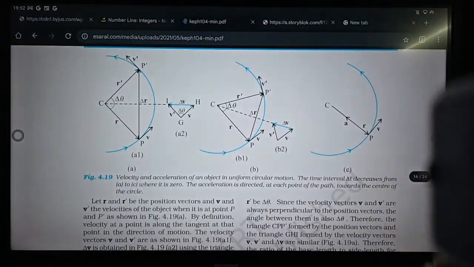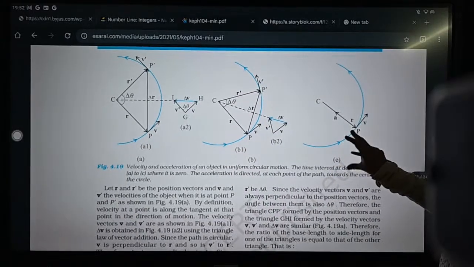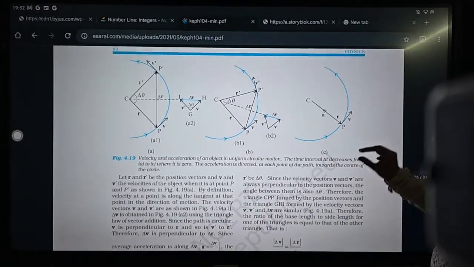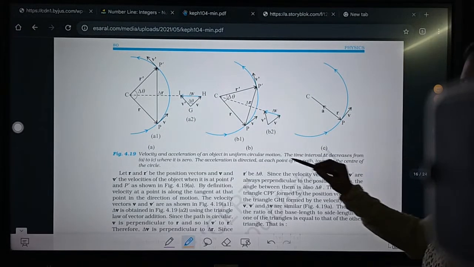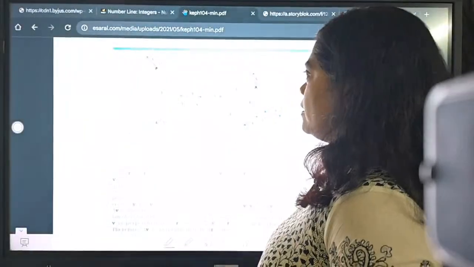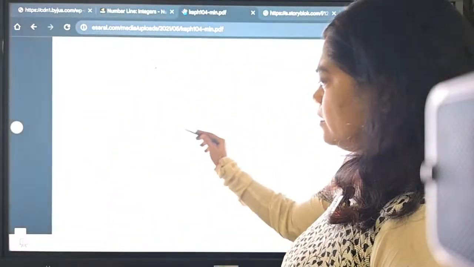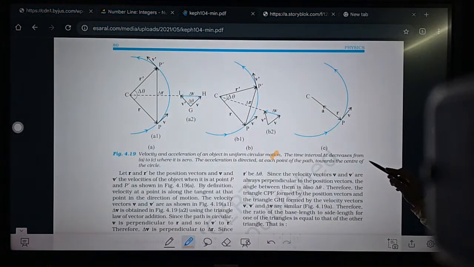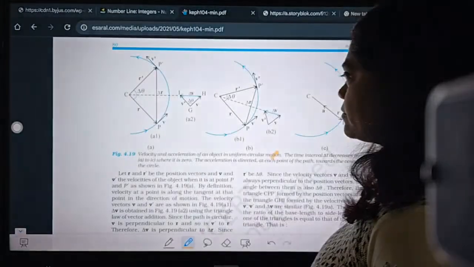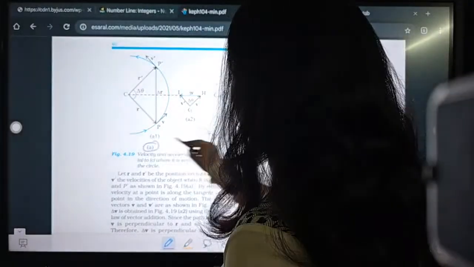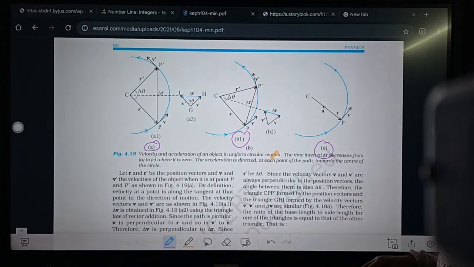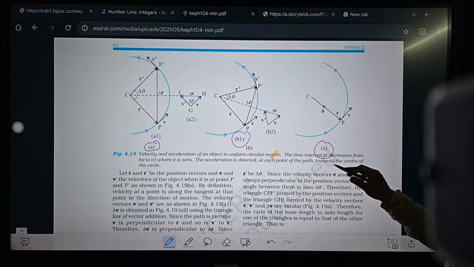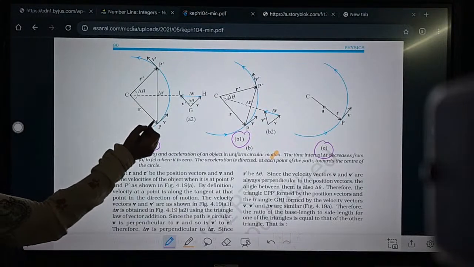See this, what this picture conveys, all of you: velocity and acceleration of an object in uniform circular motion, right? So here, where is the velocity? They have taken the time interval delta t decreasing from A to C. Okay, this is the picture, A, B and C. What it says: as the time interval delta t decreases, the acceleration is directed at each point of the path towards the center of the circle. See here, they have taken the point's position.